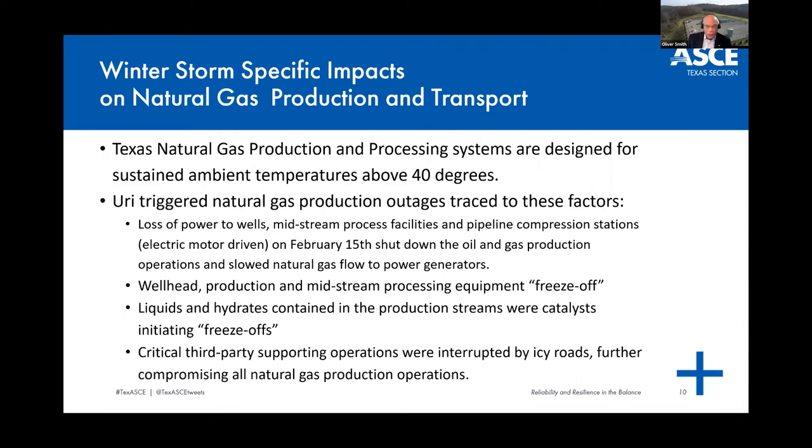And lastly, the interruption of the ability of third-party critical supporting operations, namely fuel production, crew support, transportation services for oil and produced water from the site to market or disposal, and resupply of production enhancement chemicals and well production operations related to control, communications equipment, and network services, was tied to severe icy road conditions and some significant icing over of electric and telecommunication utility lines. And they were major factors that curtailed production from the oil and natural gas well sites.